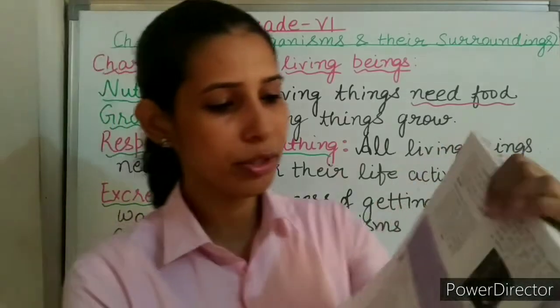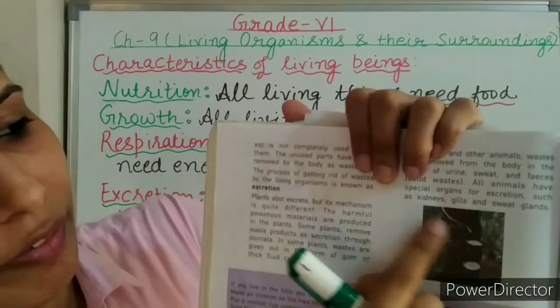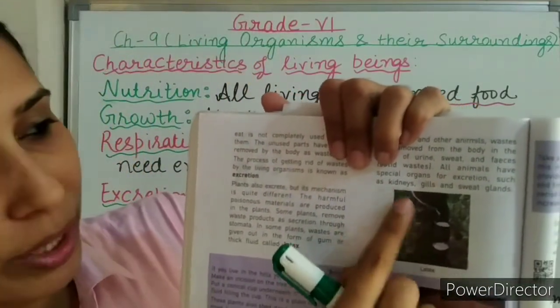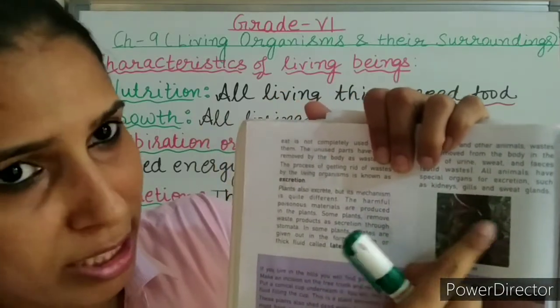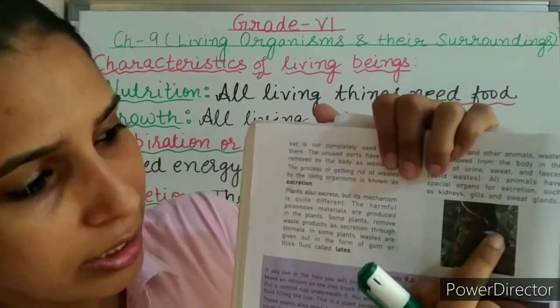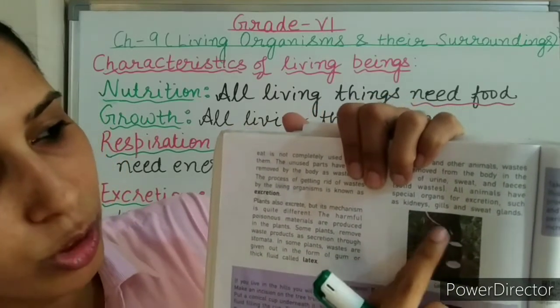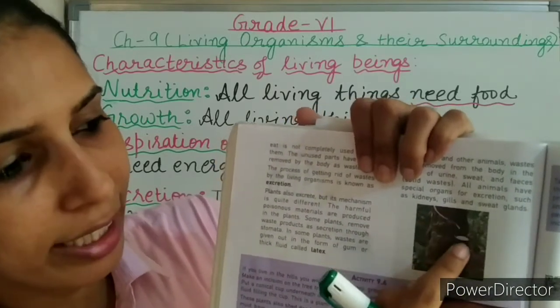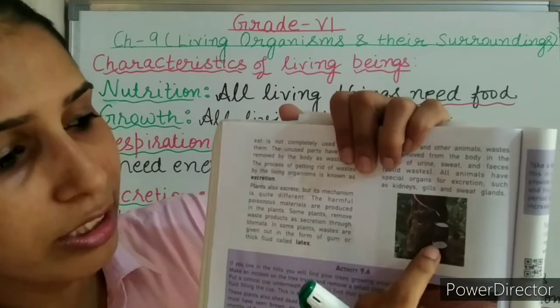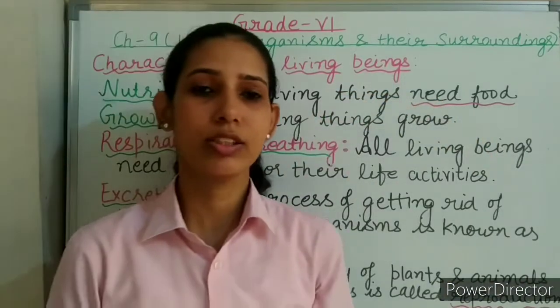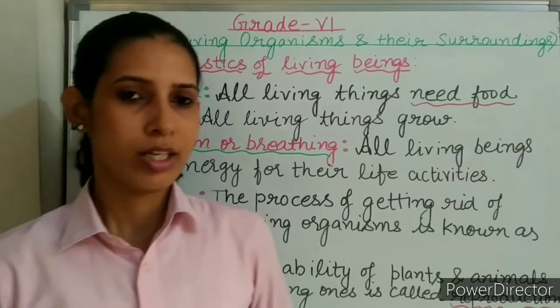You can see here in your book this white thick fluid coming out of the plant. A container has been adjusted here so that this thick fluid can get collected in it. This thick white fluid is known as latex.